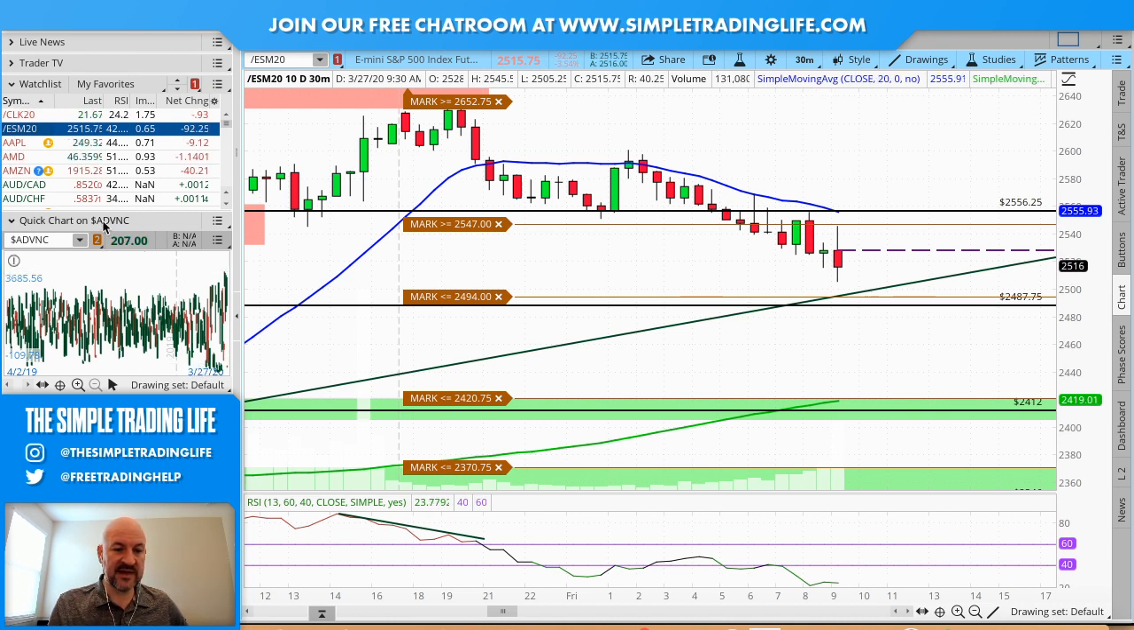I told everybody that the majority of names this morning were gapping down or flat. There was almost nothing that was up pre-market, and that's what this number right here shows us. These are the advancers. And what that means, there's only 204 names that are currently higher than where they closed yesterday for regular trading hours.